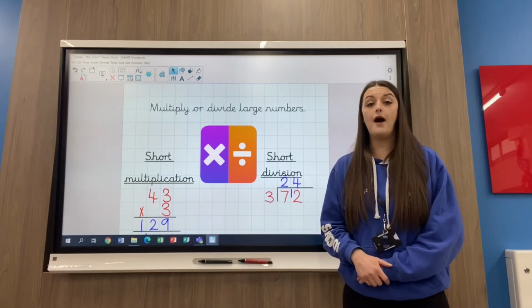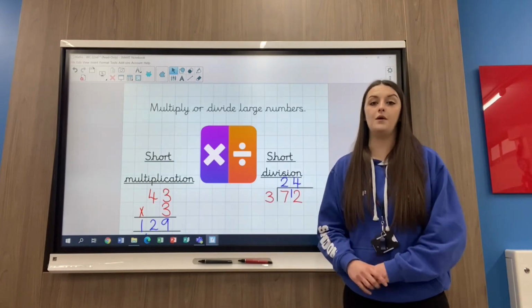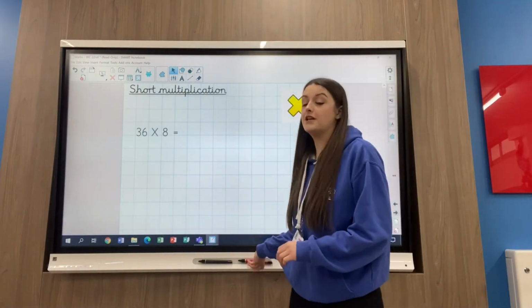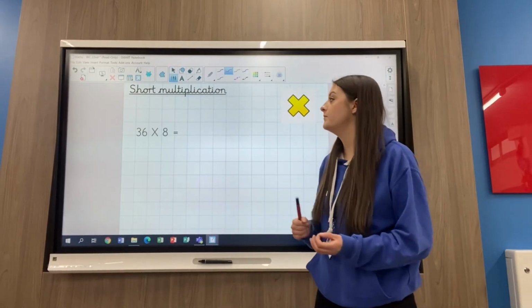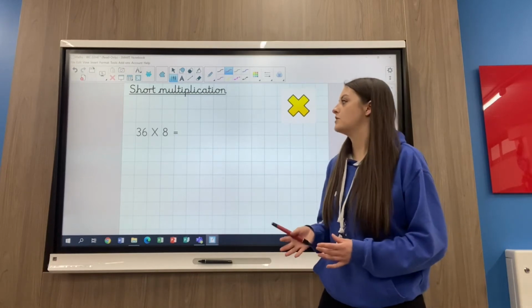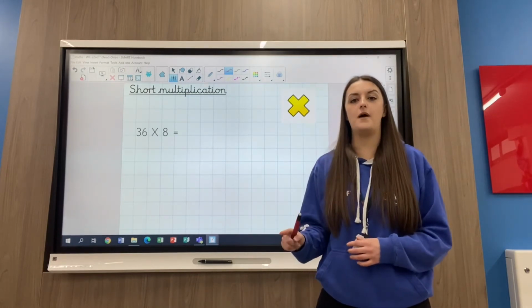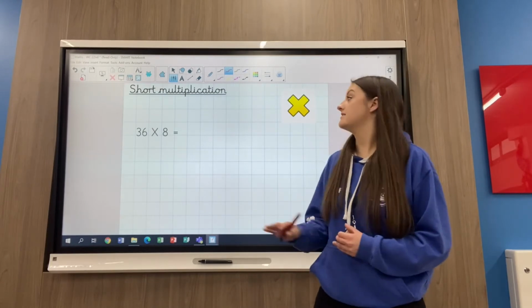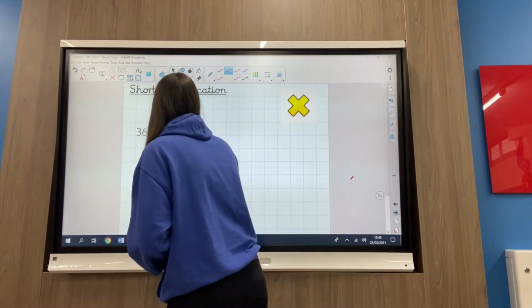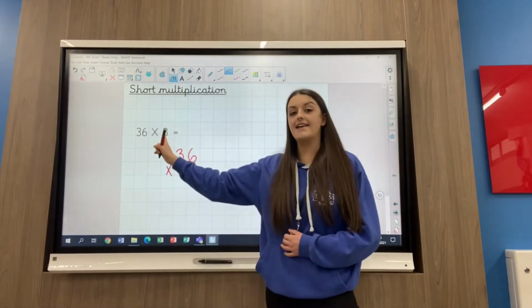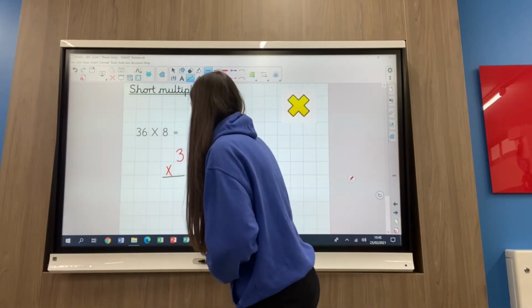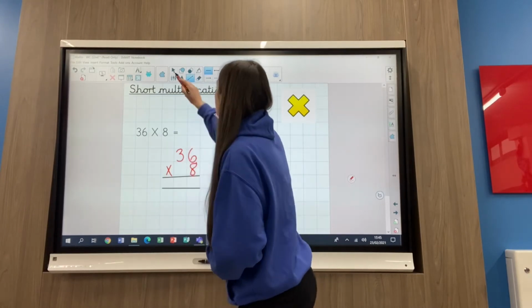So let's have a look and go through some short multiplications and short divisions together. You might want to grab your whiteboards now to have a go at these with me. Starting with short multiplication then, so hopefully you've got your whiteboards, or you can do this in your purple book as well. 36 multiplied by 8. So have a think about how we'd set this out. We know our 8 times table up to 8 times 12, but we don't know 36 times 8, so we're going to use short multiplication. So we're going to get our first number 36, and we're multiplying it by 8 ones. So line it up under your ones column. And get your ruler out to draw your lines.